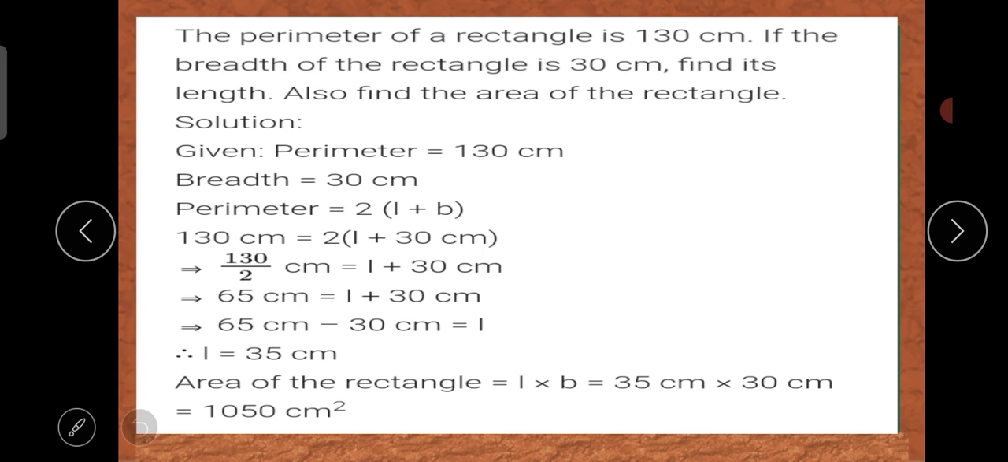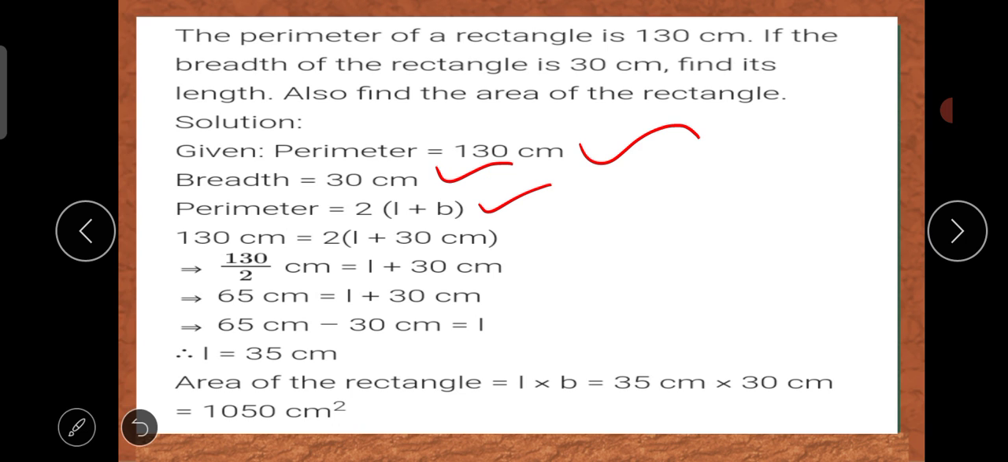The perimeter of a rectangle is 130 centimeter. If the breadth of the rectangle is 30 centimeter, find its length. Also find the area of the rectangle. So again, the same method we are going to use here. What is given? First we will write: perimeter is given, breadth is given.